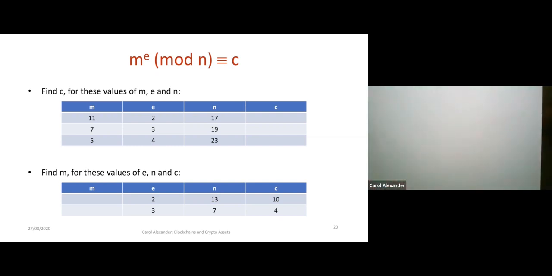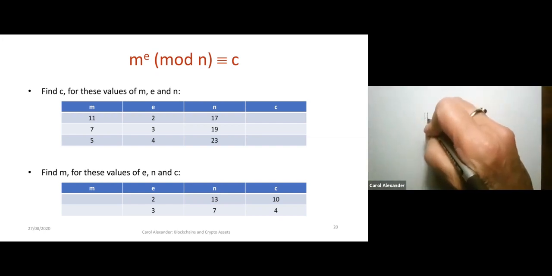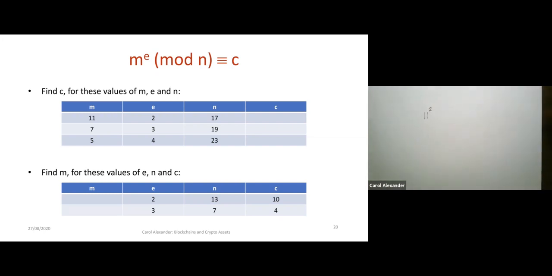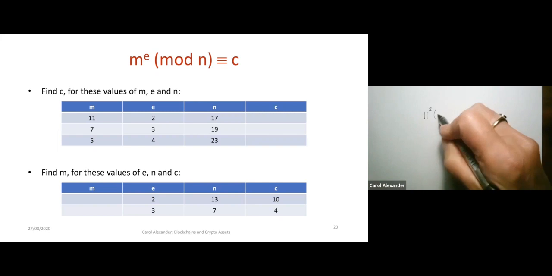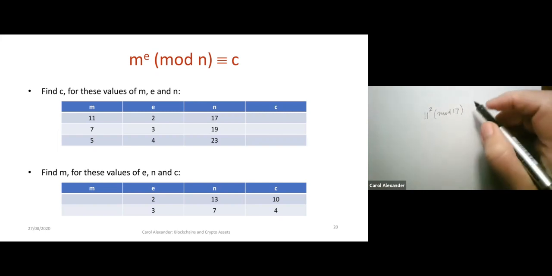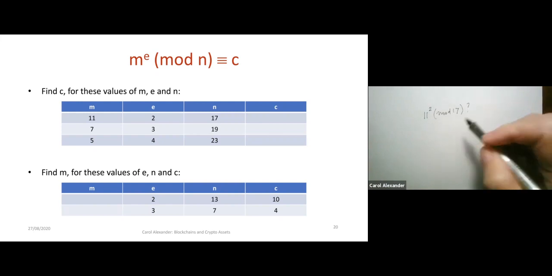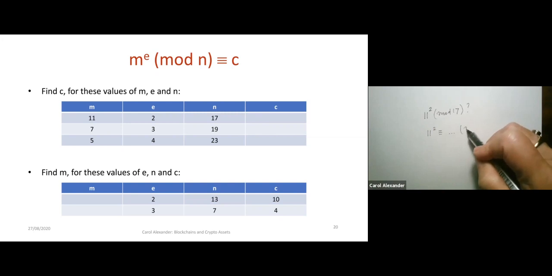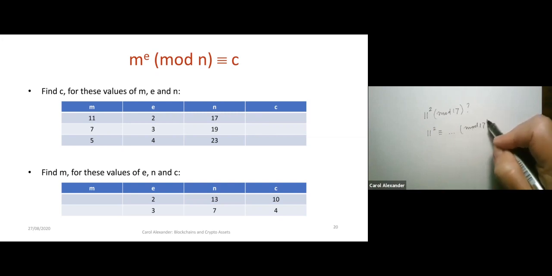Let's do M is 11. M is 11, E is 2, mod 17. What is it? So 11 squared is congruent to what mod 17? What is that? I'll get my calculator again, quickest.